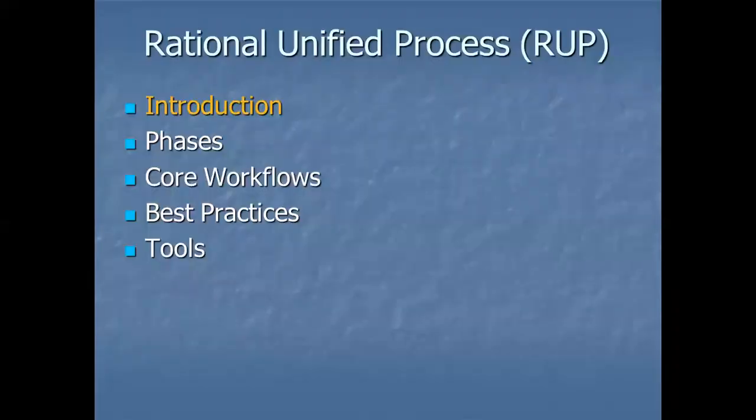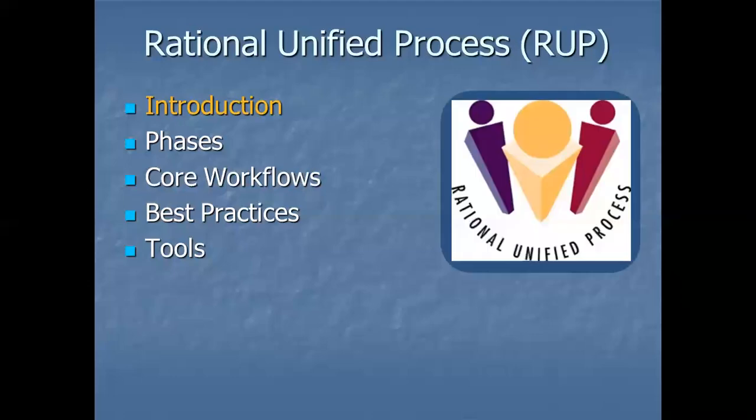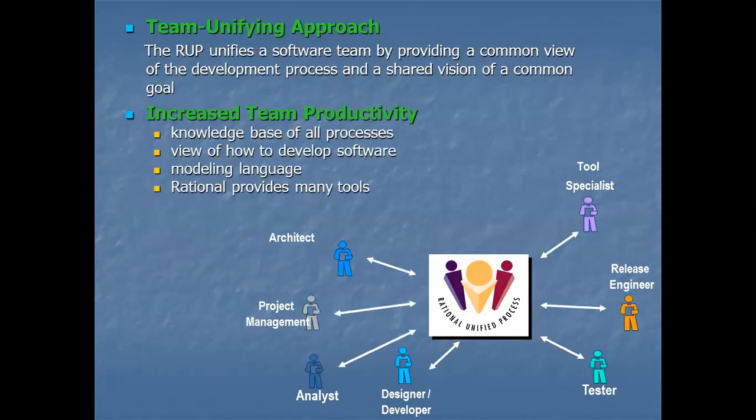Okay. The last point from your first chapter is process: Rational Unified Process, RUP. There are two approaches, like the team unifying approach. The RUP unifies the software team by providing a common view of the development process and a shared vision of a common goal. Then, it increases team productivity.